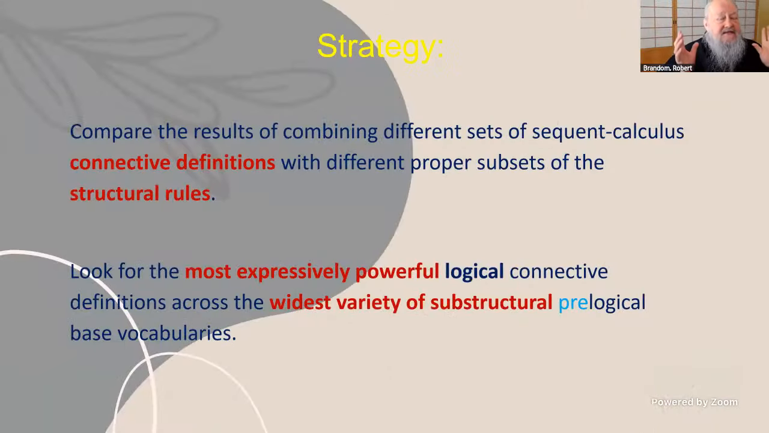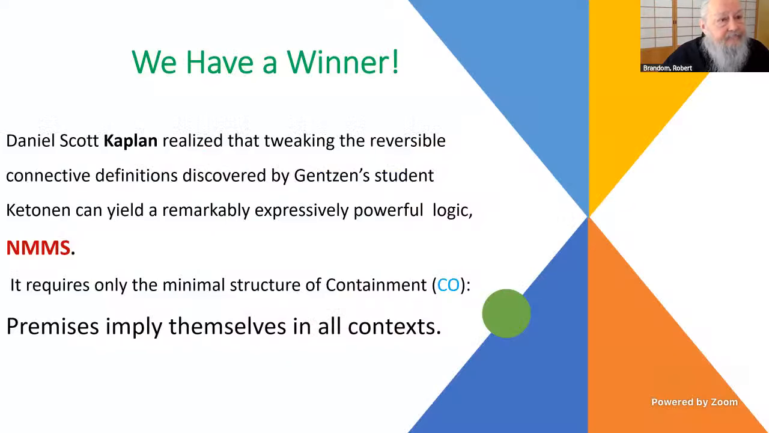The strategy is to compare the result of relaxing the structural rules on the consequence relations that we get by applying different connective rules and look for the ones that have the greatest expressive power, and furthermore, where they degrade gracefully or continue to have that expressive power under substructural conditions. And we've got a favorite logic. There is one that is structurally ideal, expressively ideal under these circumstances.